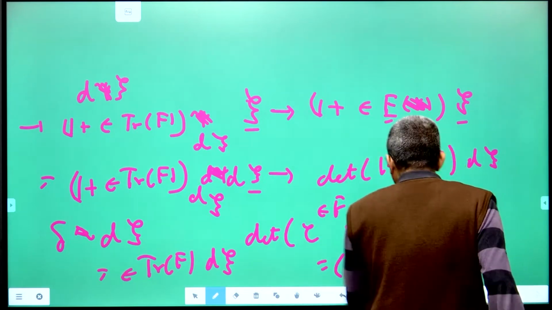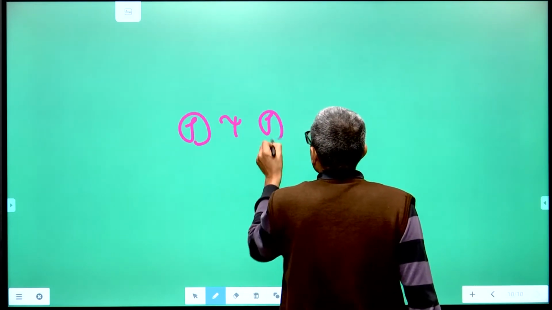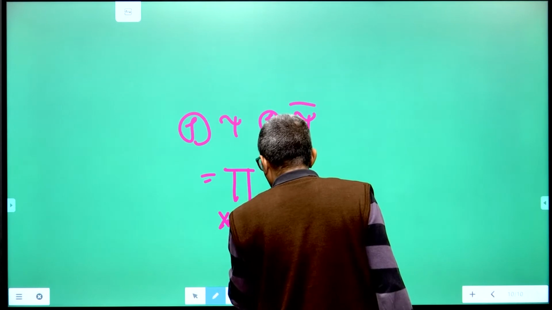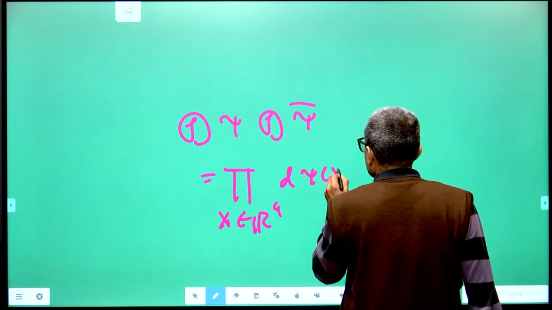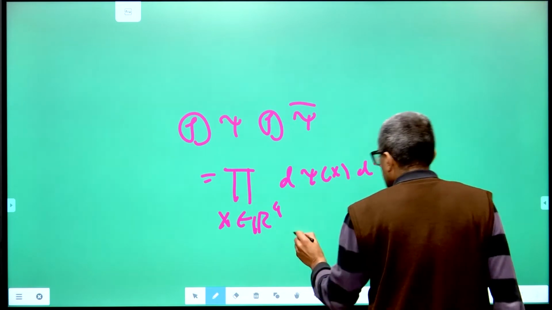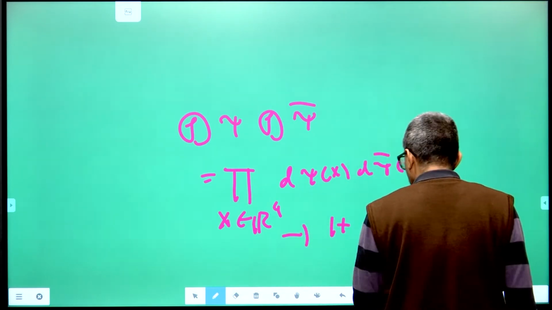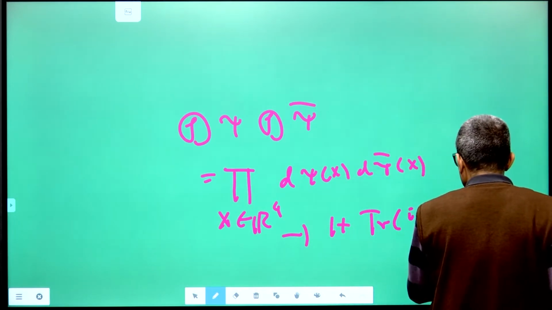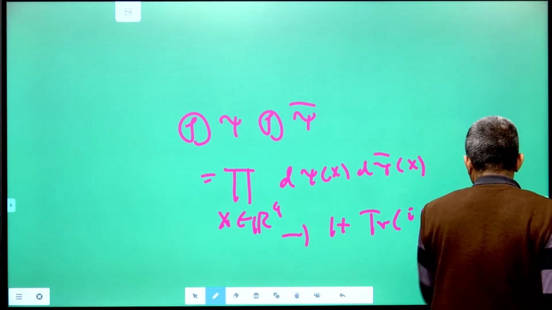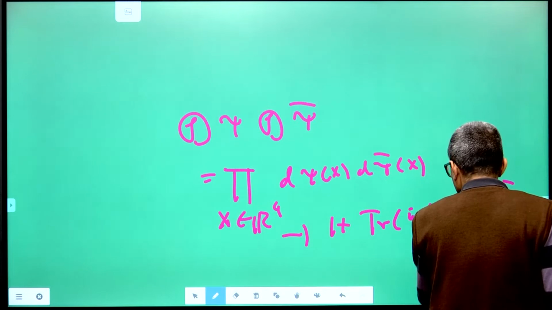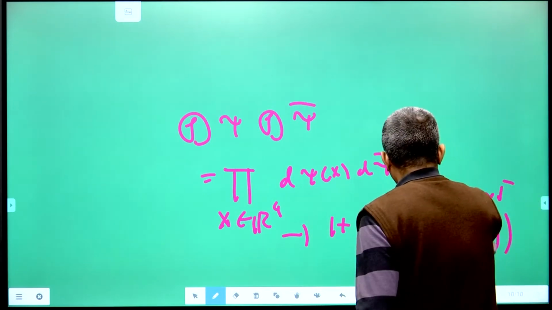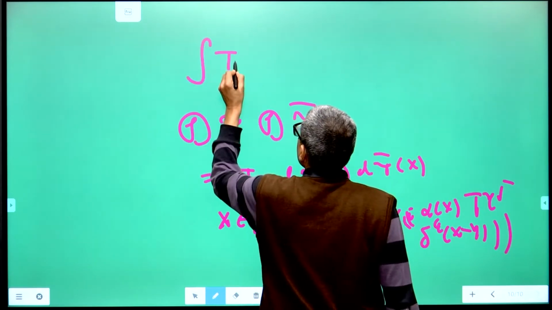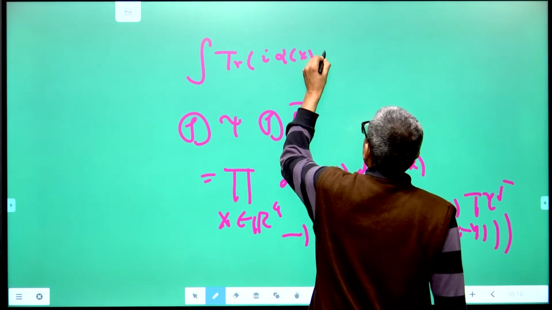So if you use that fact, d psi bar is a product over all the x's, the product over all x varying over R4 of d psi bar x. So this is going to change by 1 plus the trace of i alpha x and then T gamma phi into delta 4 x minus y. The trace of this kernel, because this acts as the identity operator acting on functions, will evaluate to the trace of i alpha x gamma phi T.